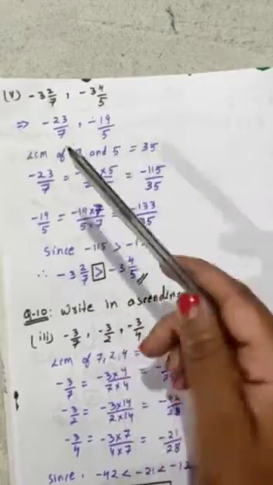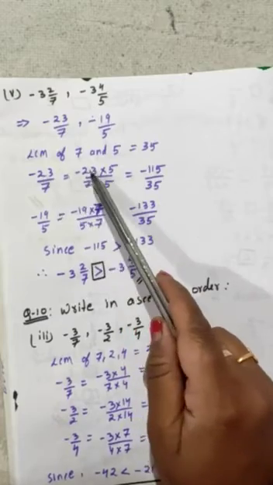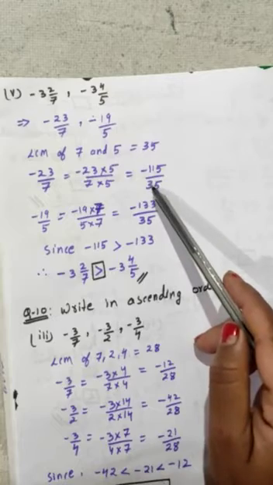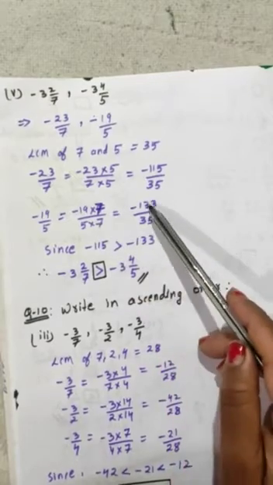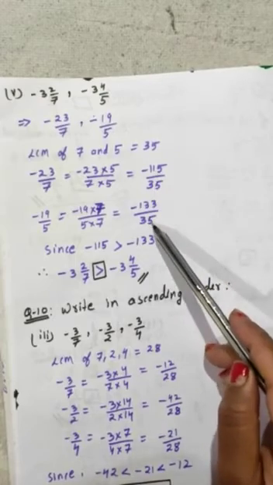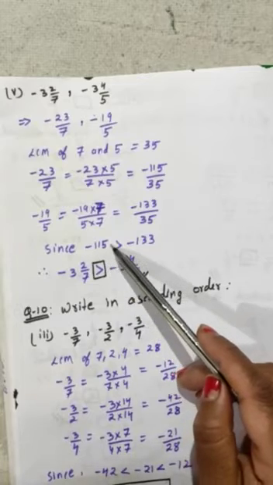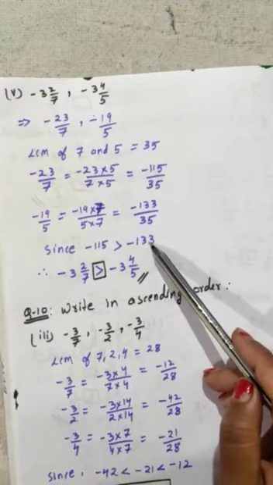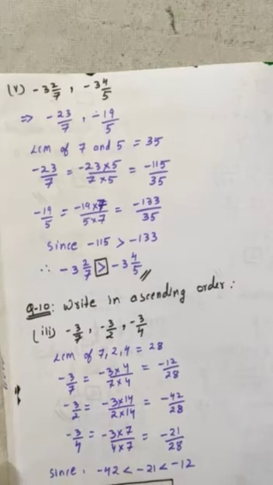Now the process is same. Take the LCM of 7 and 5 which is 35 and then multiply them. So when you are converting minus 23 upon 7, it will become minus 115 upon 35 और minus 19 upon 5 को आप दोनों जगह 7 से multiply करेंगे, then it will be minus 133 upon 35. Now since this is also 35, this is also 35, just compare the numerators. So minus 115 is greater than minus 133. So this sign will come. Okay, so this way you have to solve the remaining parts of this question.